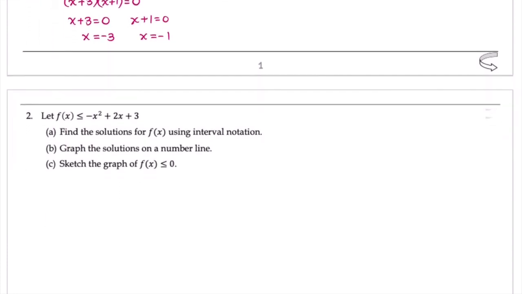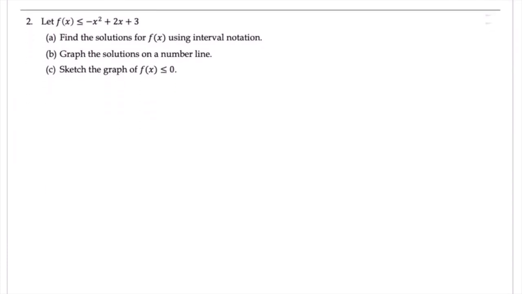Let's look at number 2. So here we have let f of x be less than or equal to -x² plus 2x plus 3. Find the solutions of f of x using interval notation. Graph the solutions on a number line and sketch the graph of f of x less than or equal to 0. Alright, so let us start by finding these solutions.